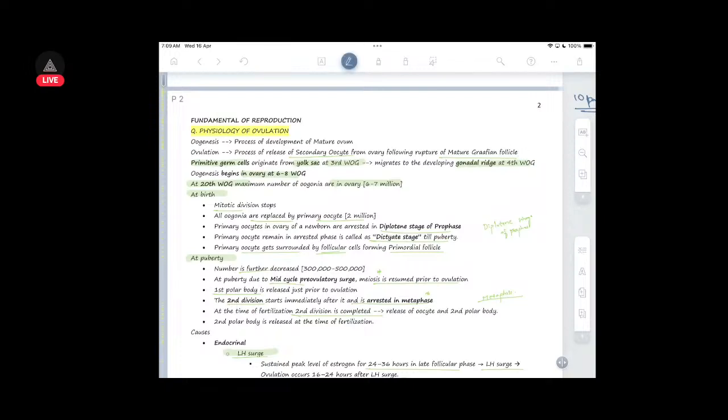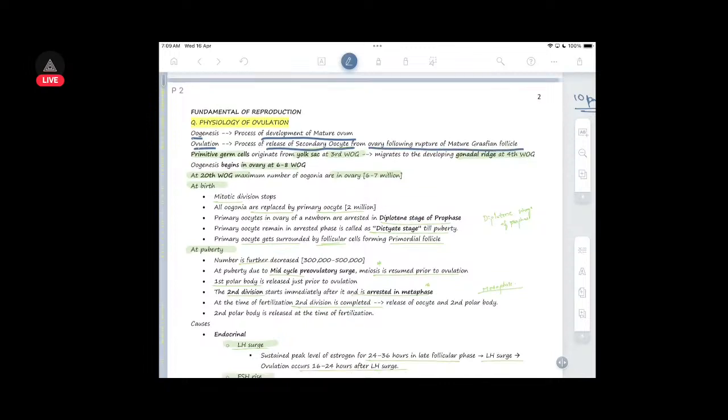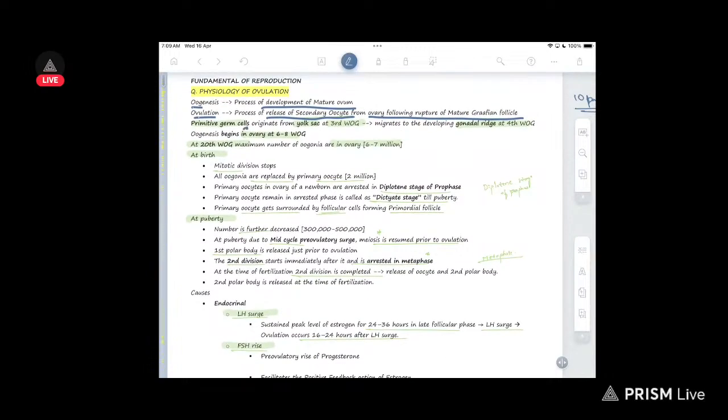So yeah, okay. Let's talk about physiology of ovulation. Oogenesis is the development of a mature ovum. Ovulation is the release of a secondary oocyte from the ovary following rupture of the Graafian follicle. The primitive germ cell originates from the yolk sac at the third week of gestation, migrates to the developing gonadal ridge at the fourth week, and oogenesis begins in the ovary at 6 to 8 weeks of gestation.